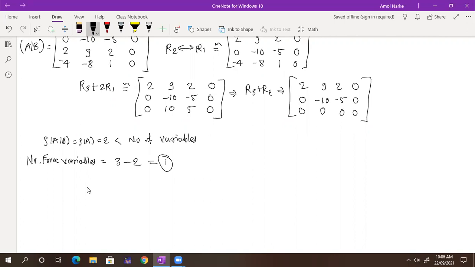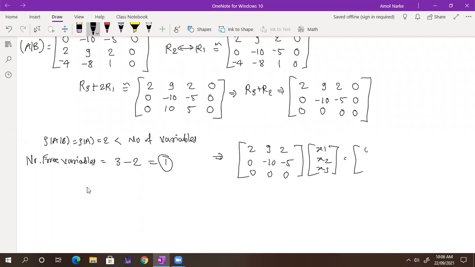So now write down that system in the matrix form. So what is your matrix form? 2 9 2, 0 minus 10 minus 5, 0 0 0. That is nothing but my A matrix. My x1, x2, x3 is nothing but my second matrix, and 0 0 0 is nothing but my third matrix. If I do the product, 2x1 plus 9x2 plus 2x3 is equal to 0, and minus 10x2 minus 5x3 is equal to 0.